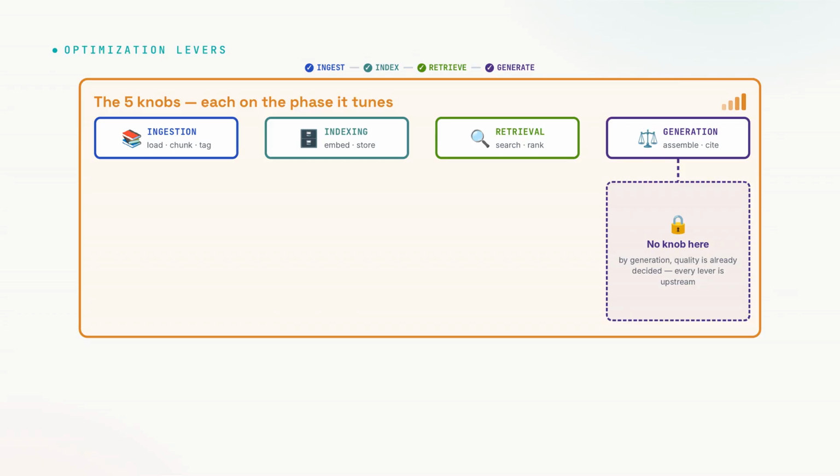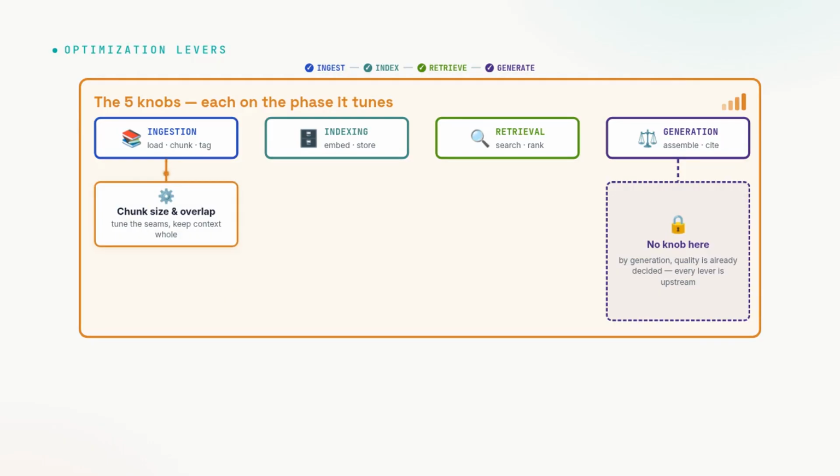Second panel, optimization levers. 5 knobs you can actually turn to move quality up, each one pinned to the phase it tunes. And notice, not one of them sits at generation. In ingestion, chunk size and overlap. Tune the seam so context stays whole. Too small and you lose the thread, too big and you dilute relevance.